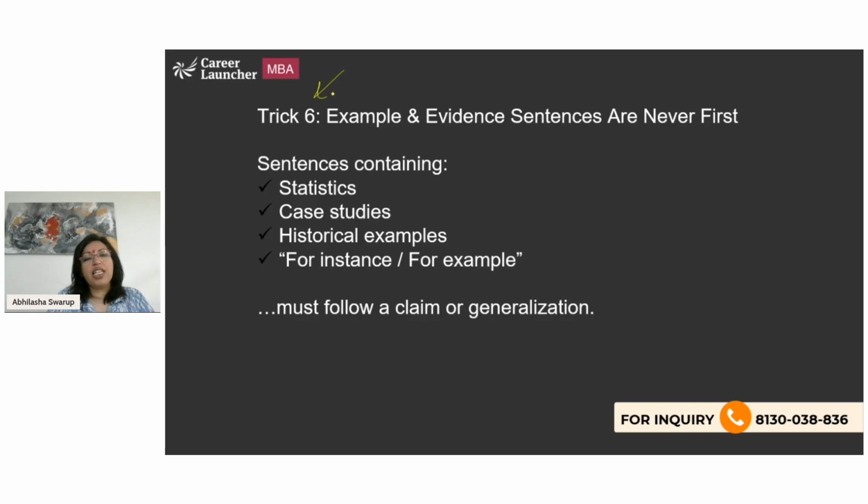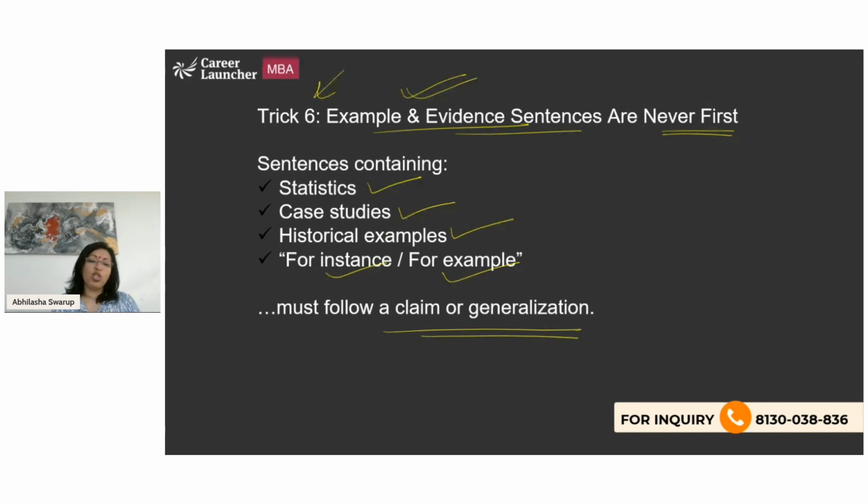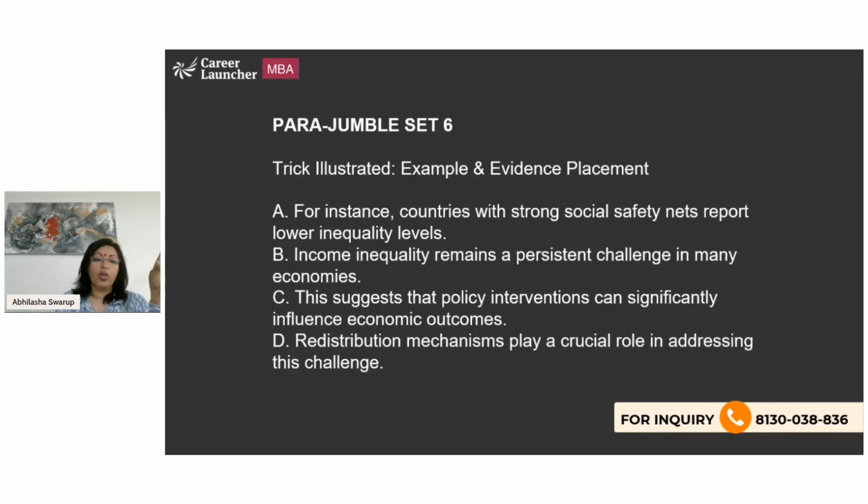Trick number 6: example and evidence sentences are never first. Again, something that's not going to go first. Remember, examples and evidences don't go first ever. So any sentence that contains statistics, case studies, historical examples, words like for instance, for example, will always follow a claim or a generalization. So the claim goes first, and then the example or evidence comes, right? So please remember that. Okay, here you are.